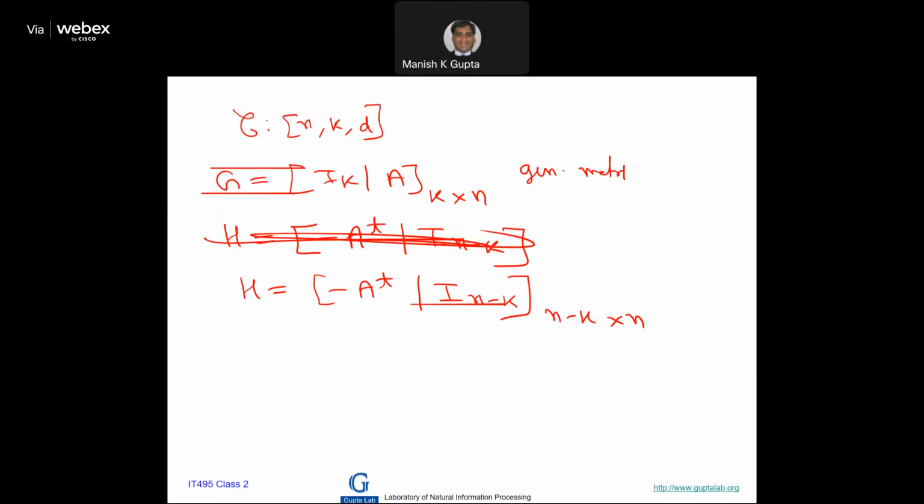Basically, you can check that GH transpose is equal to 0. It turns out that if you take C and look at the dual space, the generator matrix of the dual space is nothing but the parity check matrix. These are interesting relationships in terms of vector spaces. Okay, now let me take an example.